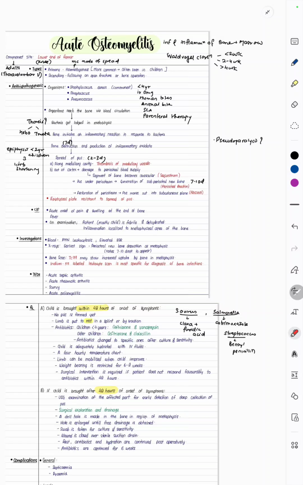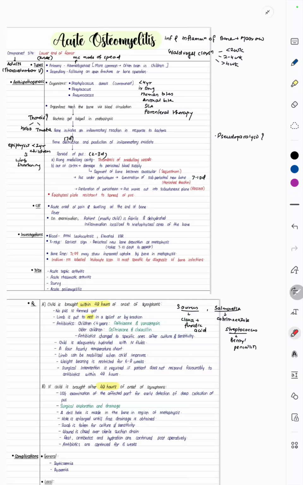Now, the clinical feature presents as pseudoparalysis. What is pseudoparalysis? Basically, the child is not able to move the limb, as it is not able to bear the weight. Pseudoparalysis is seen in scurvy. It is found in acute osteomyelitis and syphilis. Then other features will be fever, swelling, and on examination the child is febrile and dehydrated.